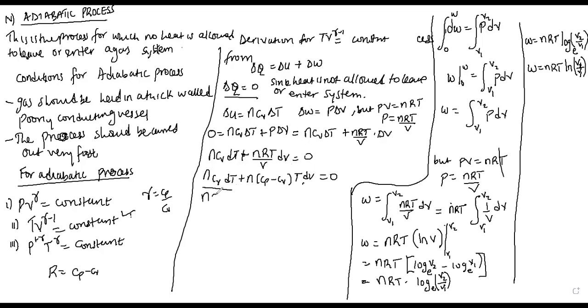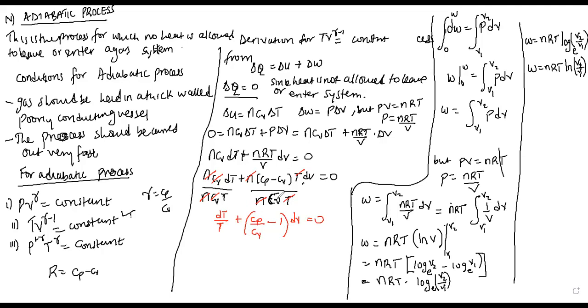Dividing by n Cv T over n Cv T, I'll vamoosh the T there, the n here, the Cv here. I'll remain with dT over capital T plus (Cp over Cv minus 1) of dV is equal to 0.